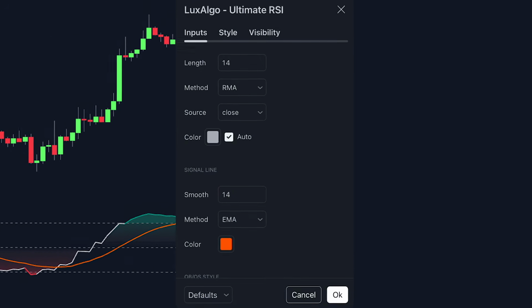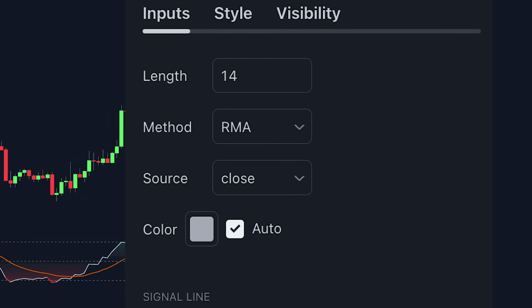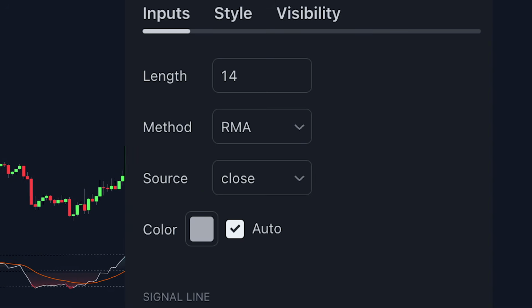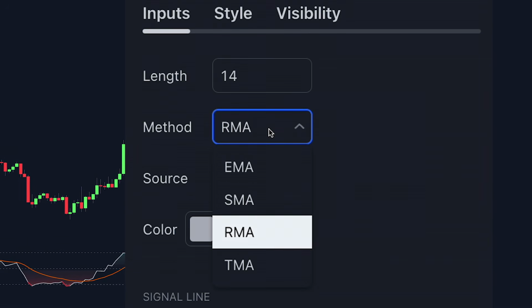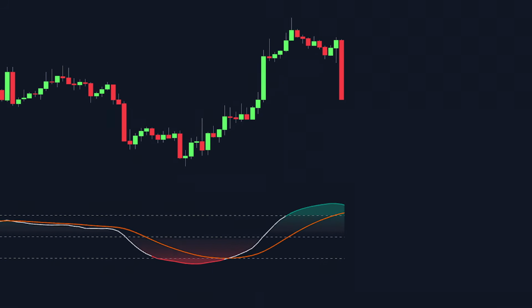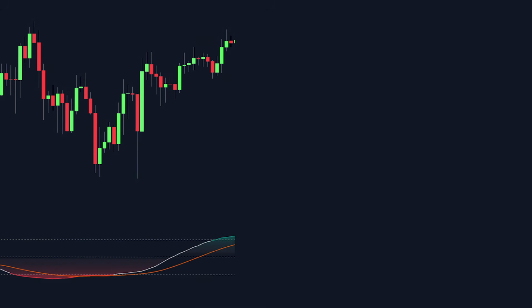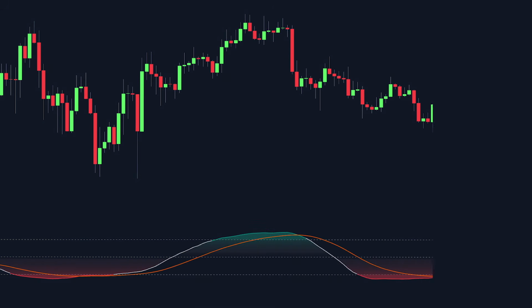If we go into the settings, we can see that by default, the RSI is calculated using a rolling moving average, RMA, but we allow users to use this drop-down to change that to any other method. If we select the triangular moving average, TMA, we achieve much smoother trend transitions from the RSI. However, remember that the smoother the RSI, the less reactive it will be to trend changes.